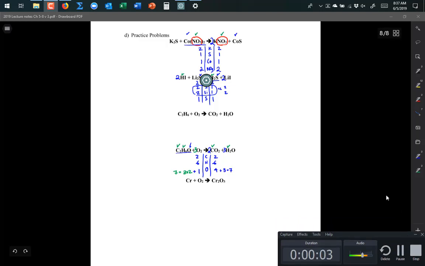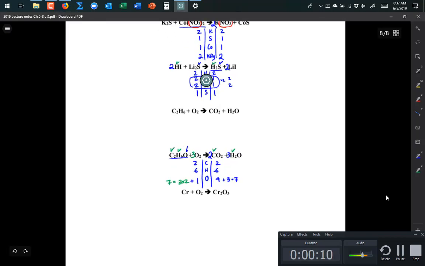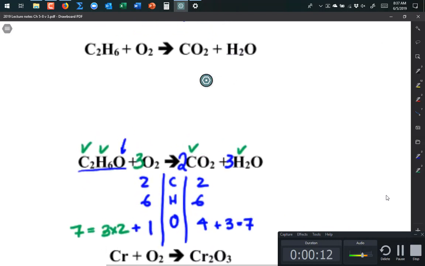All right, let's get started. We were going to finish these ones up. Let's go ahead and begin the whole balancing of reactions.